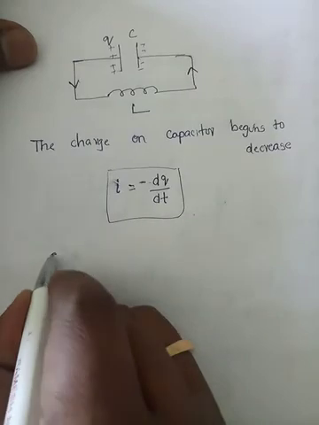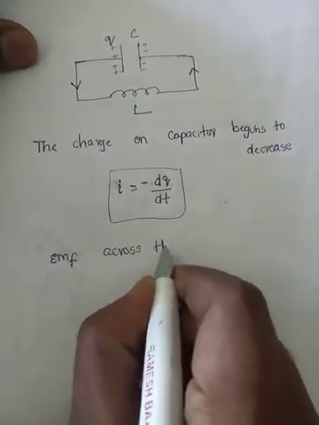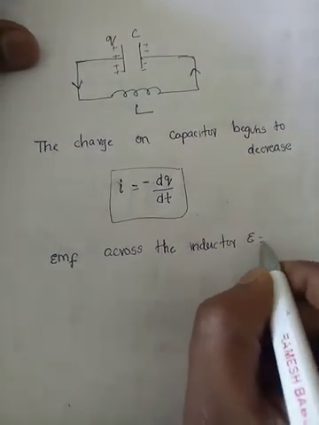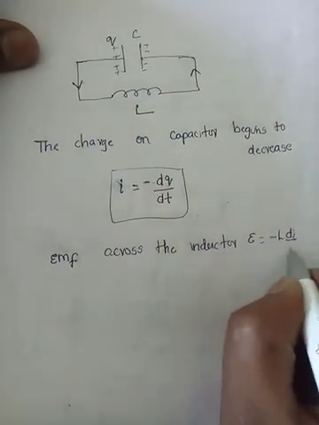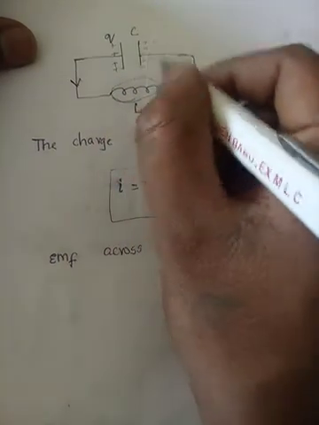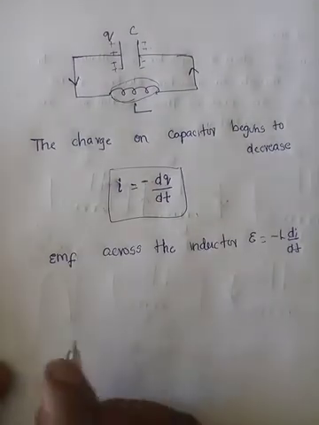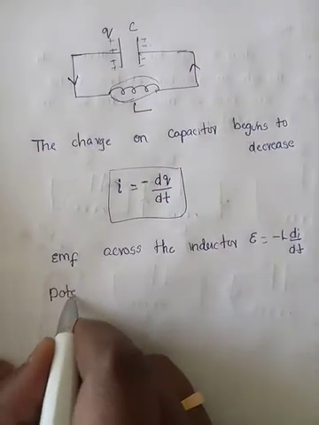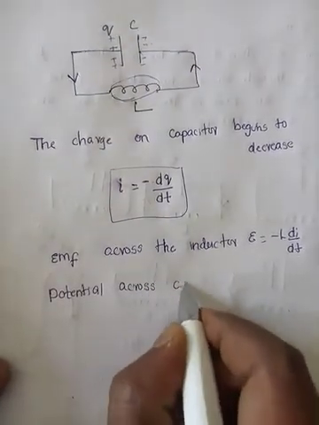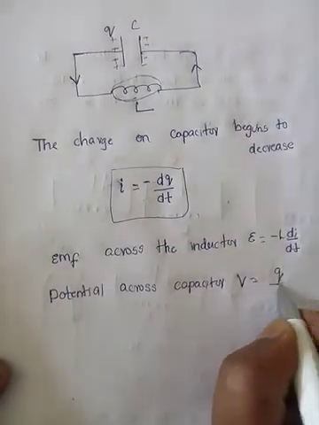What is the induced EMF across the inductor? E equals minus L into di by dt, because it induces EMF due to change of current in the same coil. So we should consider self induction. And the potential across the capacitor, V equals Q by C.